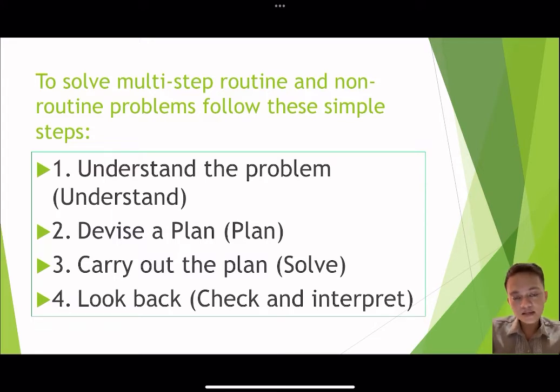Next is devise a plan. It is including getting what are the given and finding out what are the operations to be used. Next is carry out the plan. It includes formulating the number sentence and solving the problem and then finding the final answer. And then number 4 is look back. We have to check our answer if it is correct.